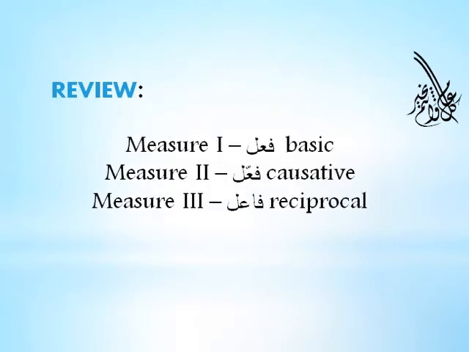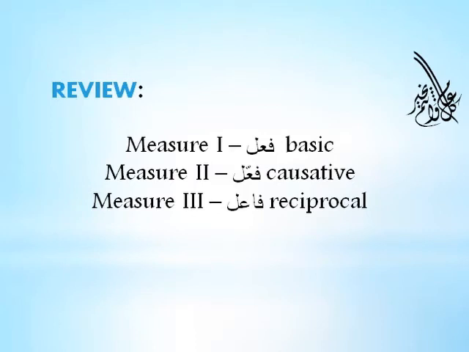There are also meanings associated with these 3 measures. The first, measure 1, is just the basic meaning of any root. Measure 2 was the causative, to cause something to be whatever measure 1 was. And as we saw last time, measure 3 was basically the reciprocal. Do unto others as they are doing unto you. That may not actually be the golden rule, but in terms of measure 3, it certainly is.